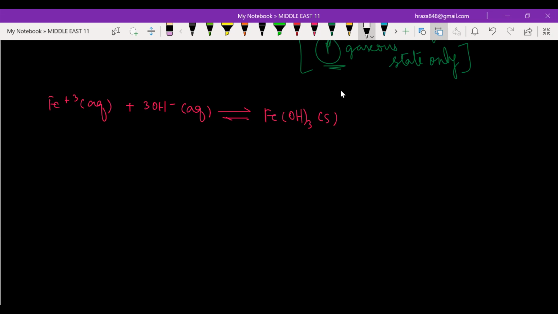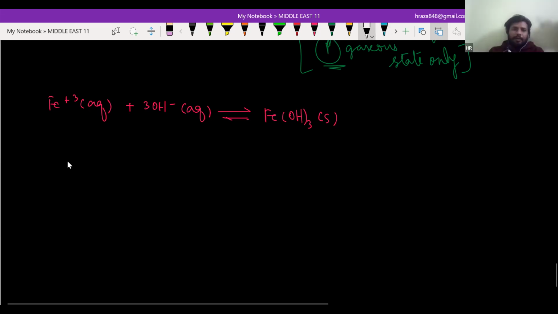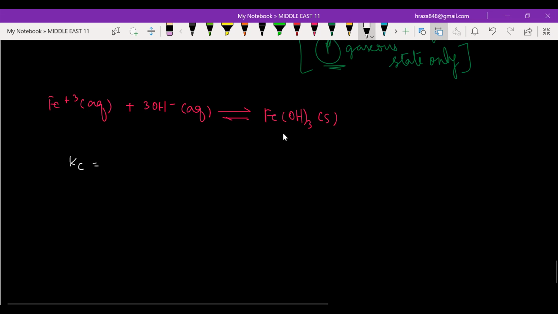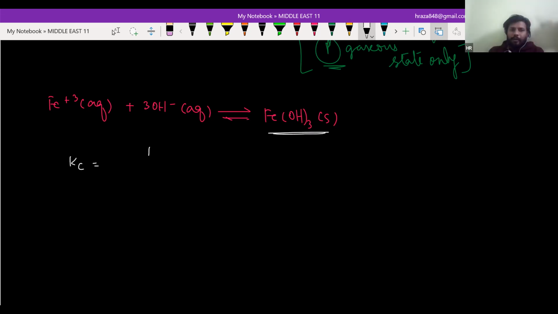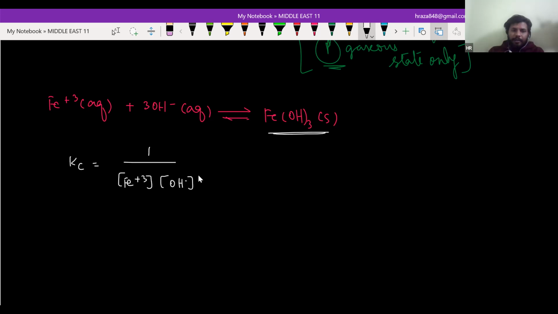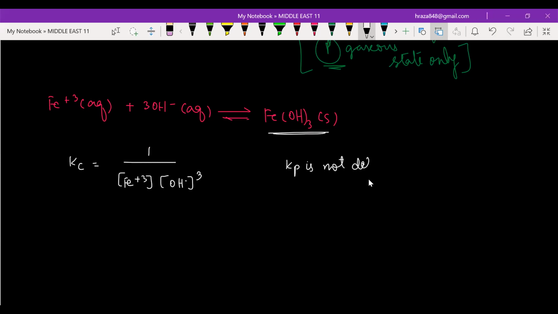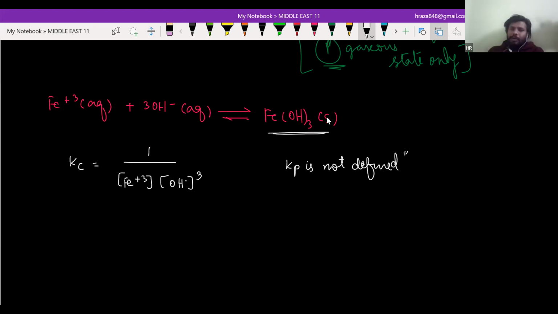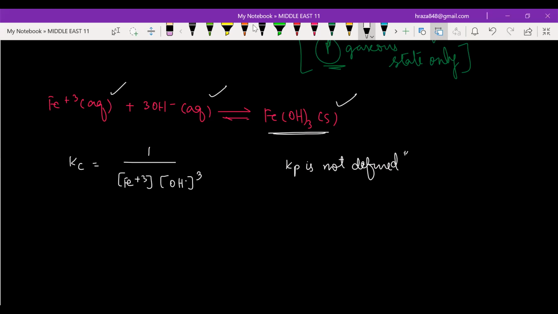Done, sir. So just make it clear. Kc equals, this is in solid, so I am going to take it as 1. Now [Fe3+] and [OH-] to the power 3, and Kp is not defined, right? Yes, sir. What about Kp? Kp is not defined because it is in solid, aqueous and aqueous solution. Is that clear? Yes, sir. Okay, thank you.